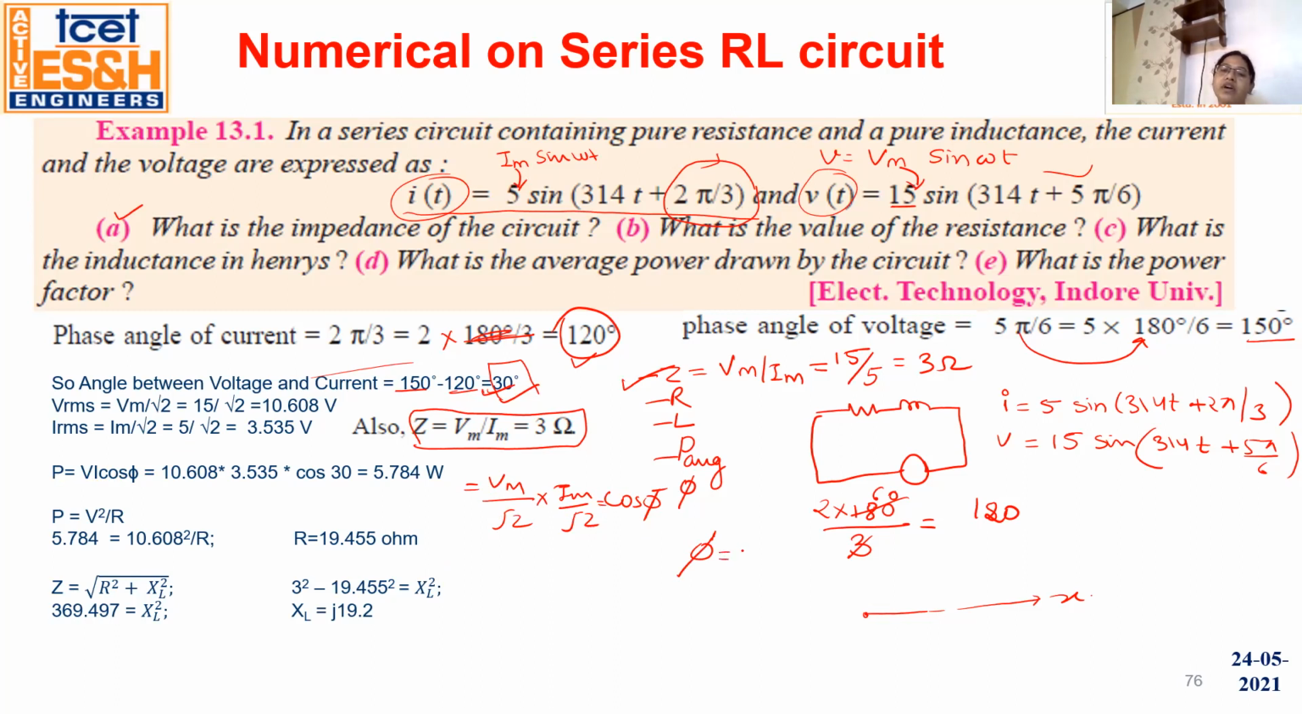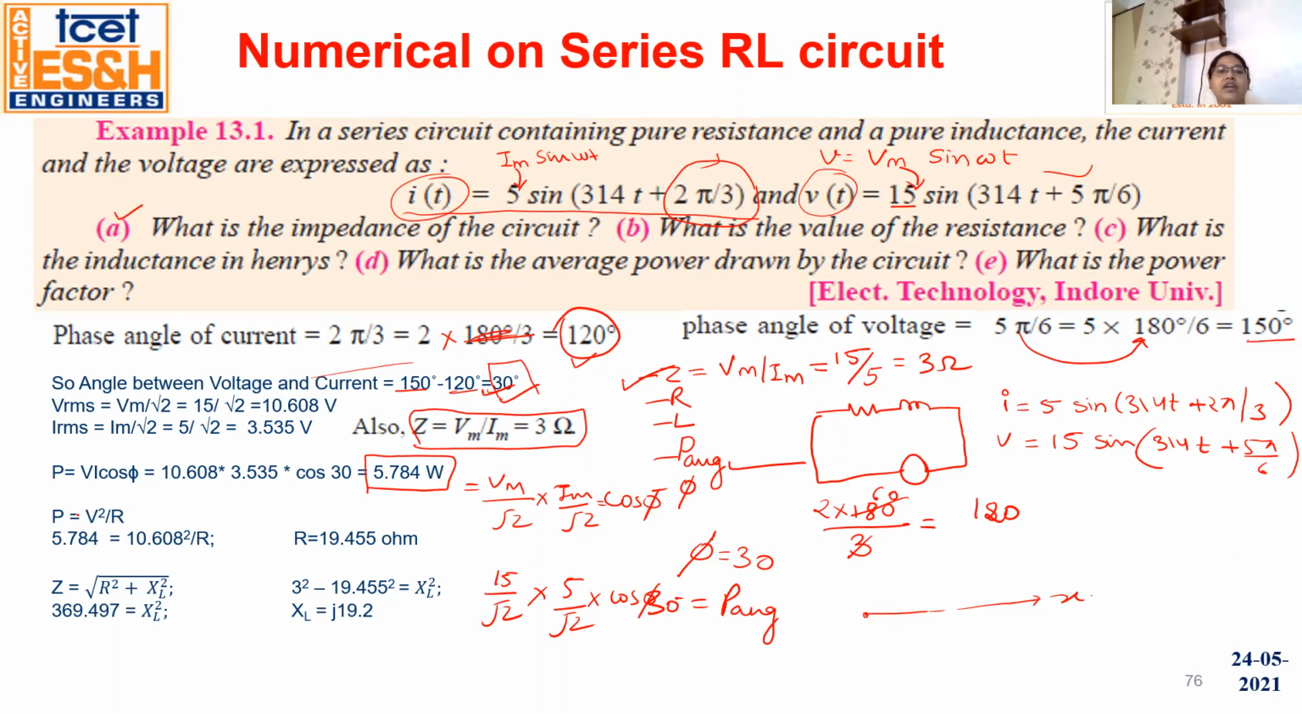This is nothing but the phi. So you also calculate it from this. So here Vm is 15 divided by root 2 multiplied by 5 divided by root 2 into cos 30 is equal to P average. So when you solve it, you will get P average is 5.784. So P average we also find.